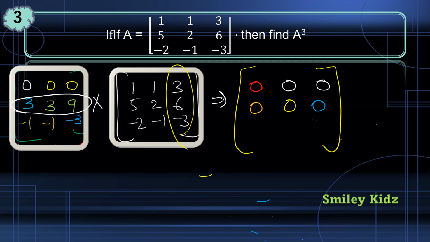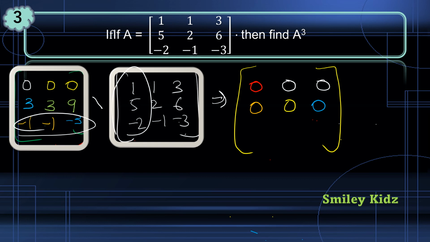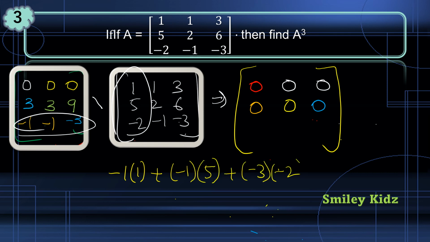Now let's take on the third row with the first column. That is minus 1 into 1 plus minus 1 into 5 plus minus 3 into minus 2. So this is minus 1 minus 5 plus 6. So again it will be 0.